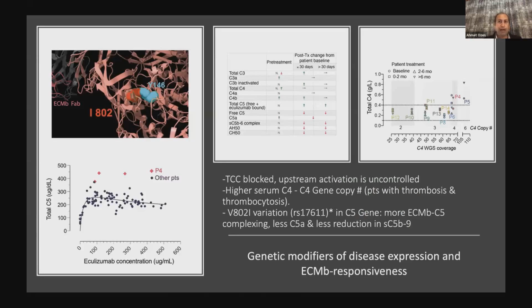We further found that 4 patients had elevated serum C4 concentrations. Interestingly, 3 had thrombosis and 1 had persistent thrombocytosis. We carried out whole genome sequencing and observed that the C4 gene copy numbers correlated with serum C4 values in our patients.